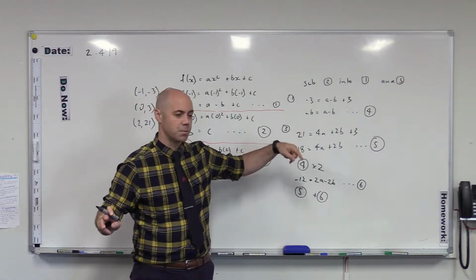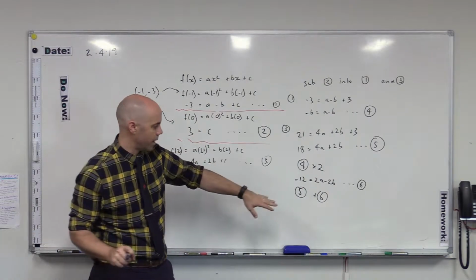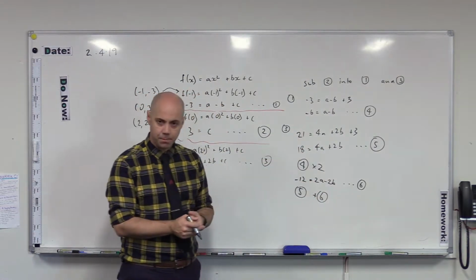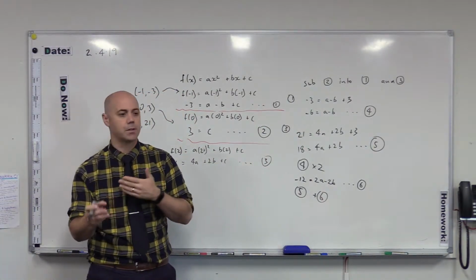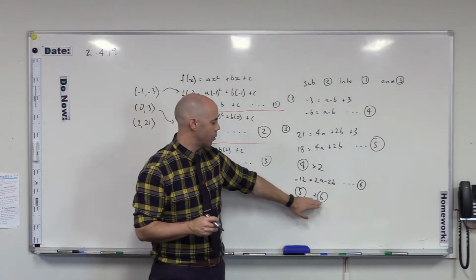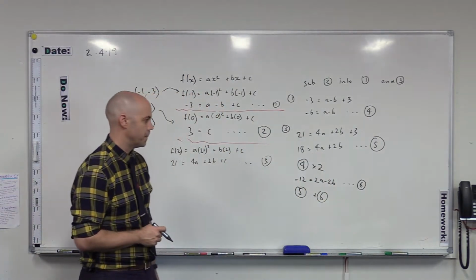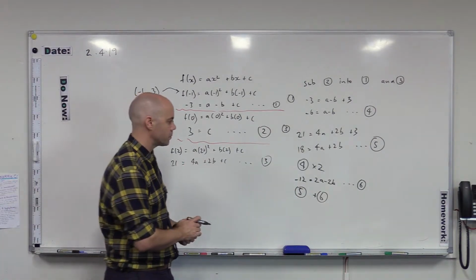Because I want to be able to get just back to 1 variable left. So in this case, because 1 was positive, 1 was negative, I add them. If they were both positive, I'd subtract the equations. Okay, that's the elimination method. Either add or subtract based on whether they're the same sign or different signs. In this case, they're different signs, so I add them together, but that gets rid of them.